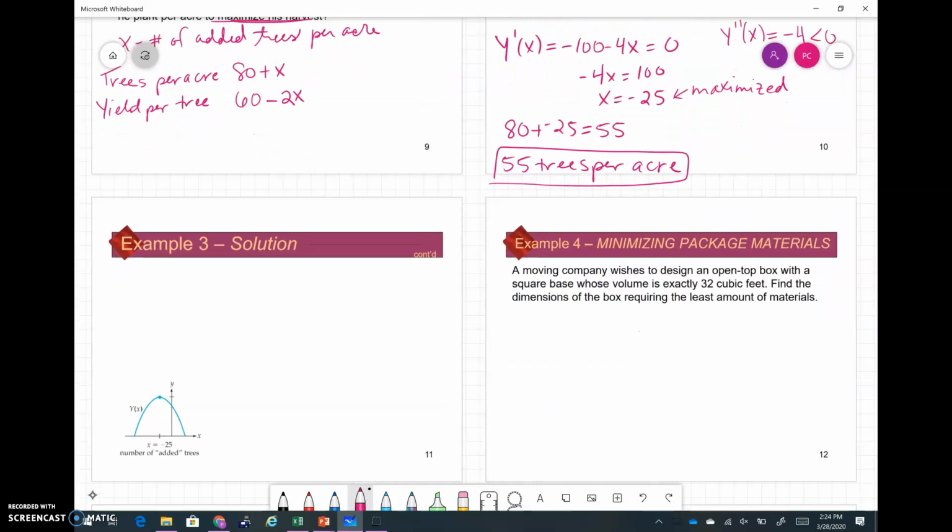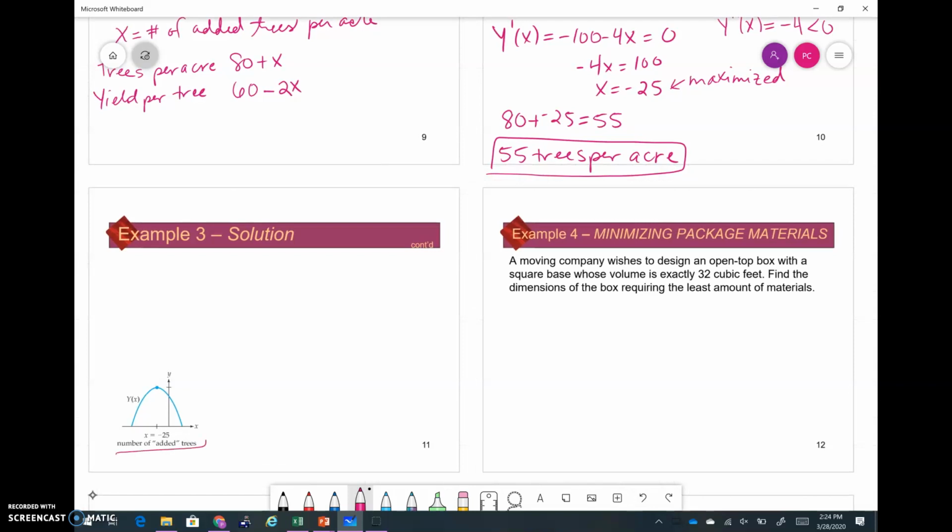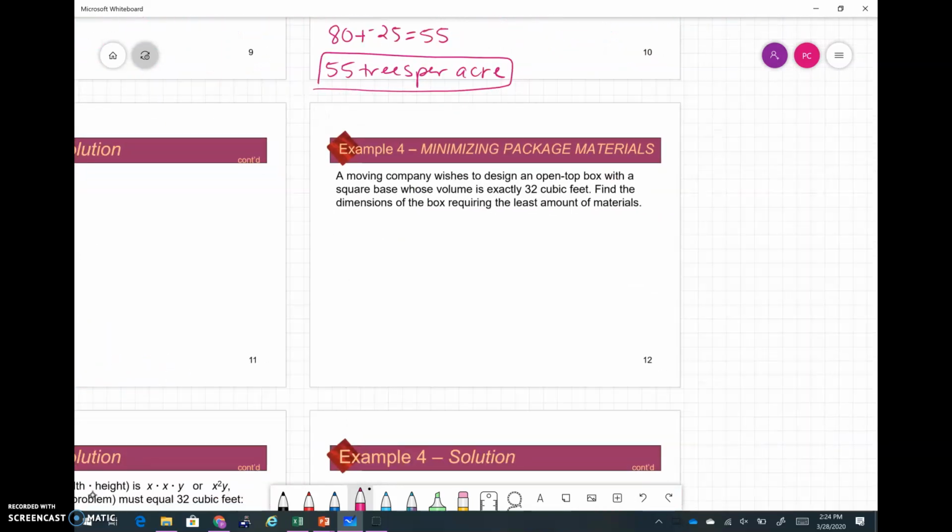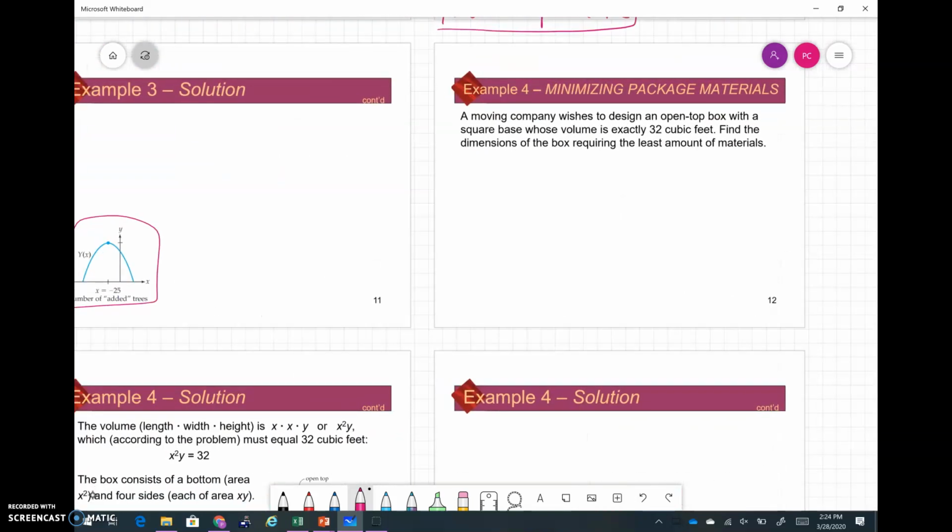All right. And the graph is on the bottom of slide 11. All right, let's look at example 4.